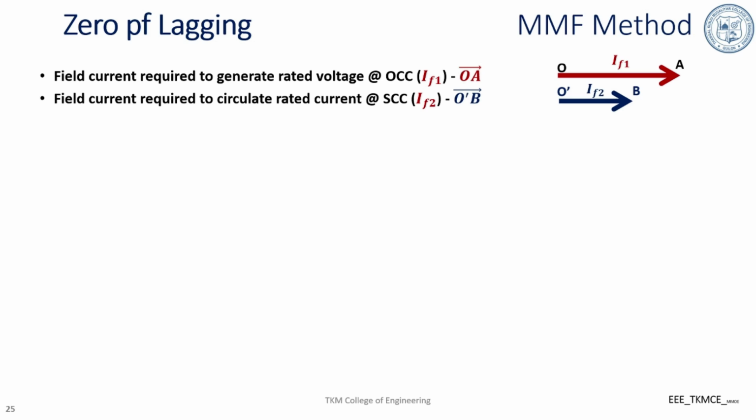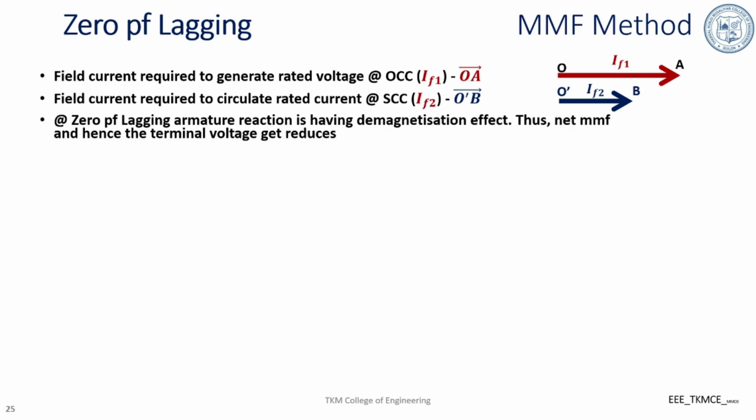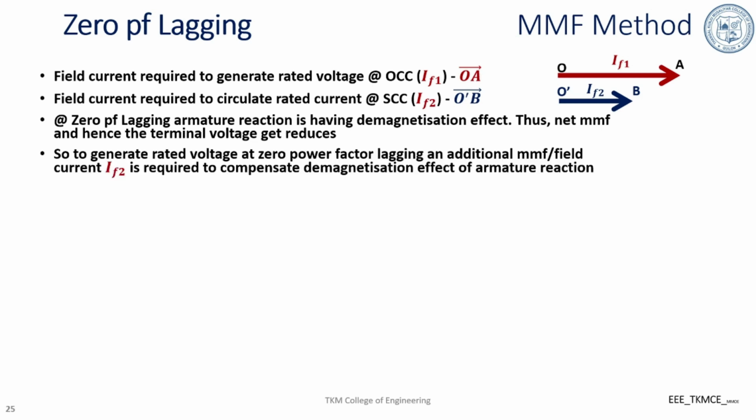So in order to maintain constant flux under full load condition, we need to provide an additional flux by means of IF2. So IF2 is in same direction as that of IF1. So at 0 power factor lagging, armature reaction is having demagnetization effect, thus net MMF or net flux gets reduced. So terminal voltage also gets reduced. So in order to generate rated voltage at 0 power factor lagging, an additional MMF or field current IF2 is required to compensate demagnetization effect of armature reaction.